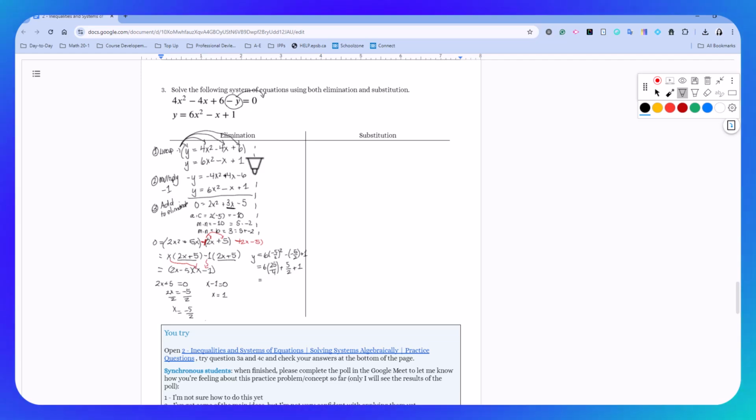Now, 6 divided by 4 is 3 over 2, so that's 75 over 2 plus 5 over 2. Well, now everything has a denominator of 2. I'm going to make that 1 a denominator of 2 as well. And that's going to give me 75 plus 5 plus 2, which is 82 over 2. And that's going to give me 41. So one of the solutions is negative 5 over 2 and 41.